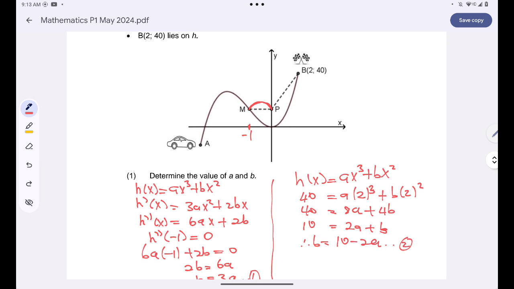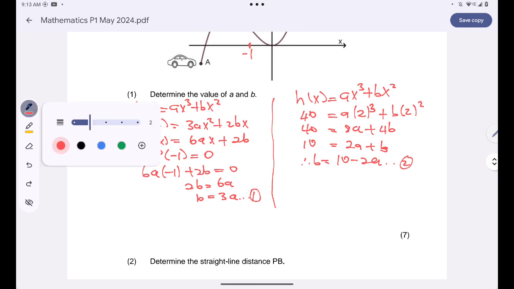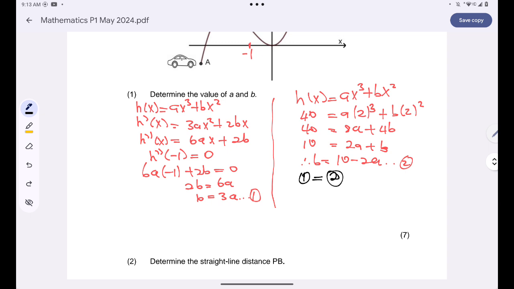This is equation 2. I have b is equal to something on equation 1, and b is equal to the other thing on equation 2, which simply means equation 1 is equal to equation 2. So I'll have 3a is equal to 10 minus 2a. Whenever I take the negative 2a to the other side, I'll simply have 5a is equal to 10. Therefore, the value of a is 2.